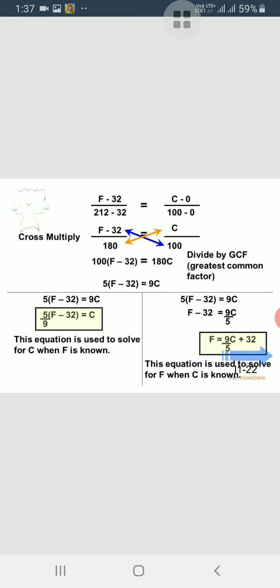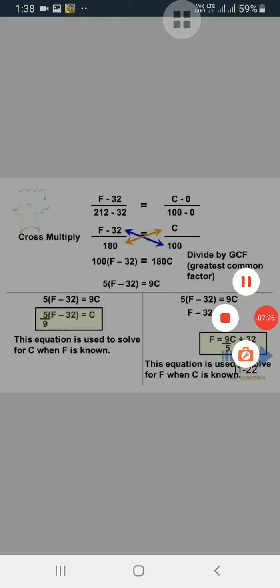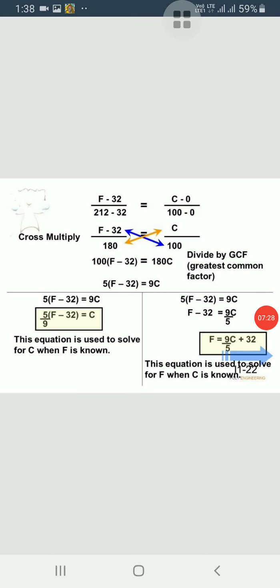Now if you know the value of C, you can easily calculate the value of F. So from here we obtain the relation between F and C, and if we are given one scale, we can easily convert it into the other scale.